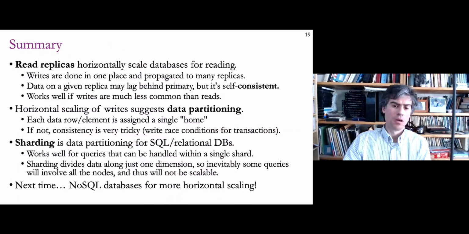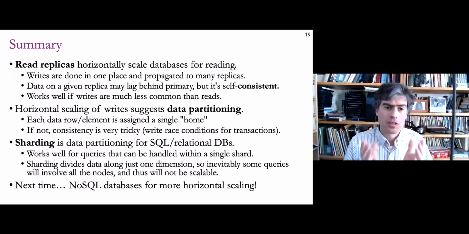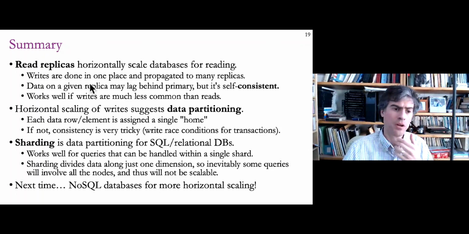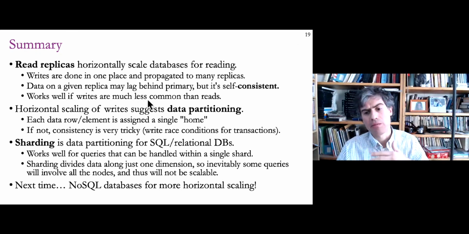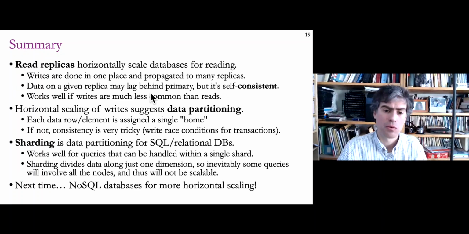Okay. So to summarize this lecture, we introduced read replicas for relational databases. That allows us to horizontally scale the system to allow for more reading. Writes are still done in one place in the primary node. They're propagated to replicas. The data in the replicas might lag behind the primary, but it's self-consistent. And this idea works well because very often writes are less common than reads, so you really are focusing on handling a lot of reads.